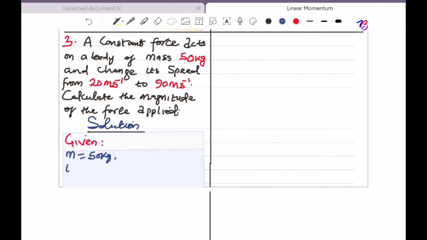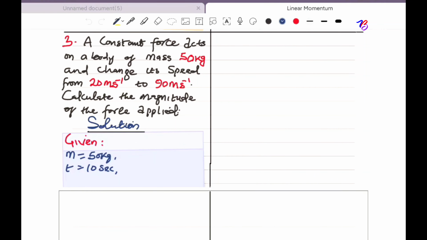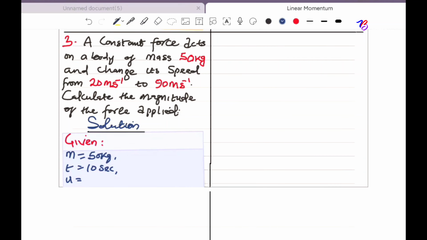So our mass here is given to be 50 kilogram. The time is 10 seconds. Take note of that, please. 10 seconds. Then our initial velocity is 20 meters per second. Is that clear? Then, if that is the case, from 20 to 90, v, which is our final velocity, is equal to 90 meters per second. Recall that we're asked to calculate the magnitude of the force applied.